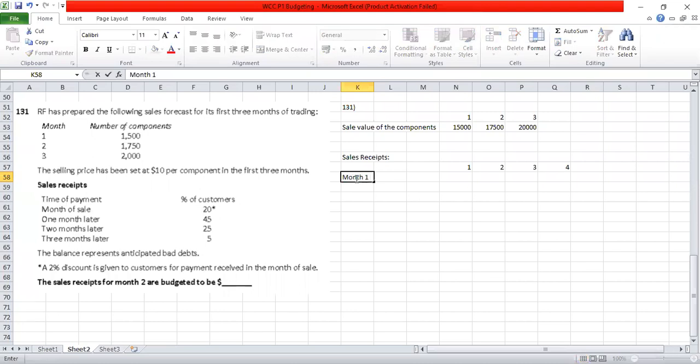Month 1 collection. So month 1 collection, in the same month, within the month of sale, 20% of them will be paying that. So it will be 15,000 into 20%, into, they will pay only 98% of the cash amount because they have to avail a discount of 2%.